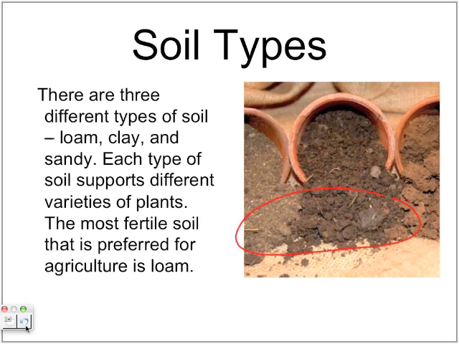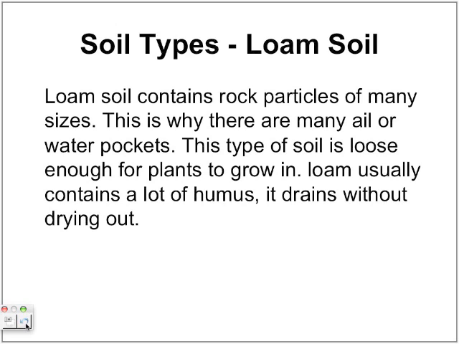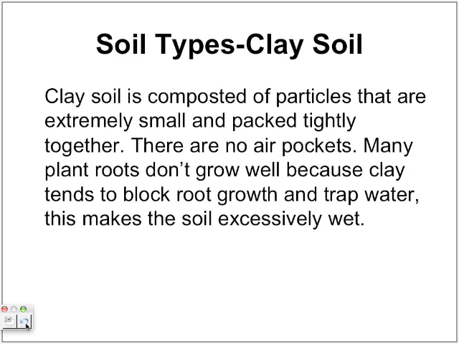Soil types. The three types of soil are loam, clay, and sandy soil. Each type of soil supports different varieties of plants. The most fertile soil that is preferred for agriculture is loam. Loam soil contains rock particles of many sizes, and that's why it has many air or water pockets in it. This type of soil is loose enough for plants to grow in. Loam soil usually contains a lot of humus, and it drains without drying out.